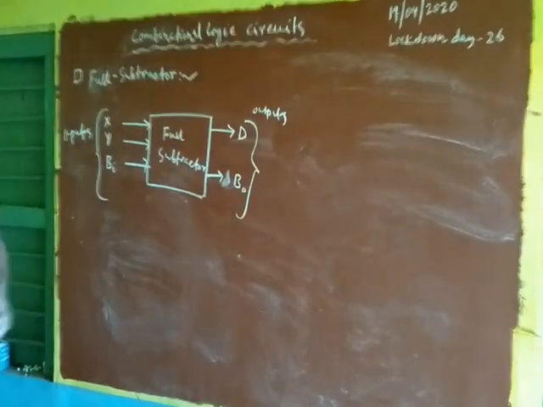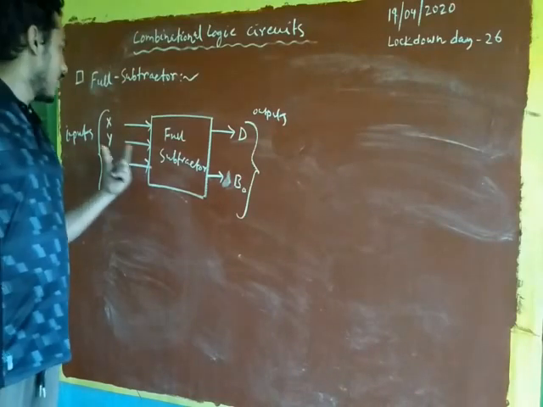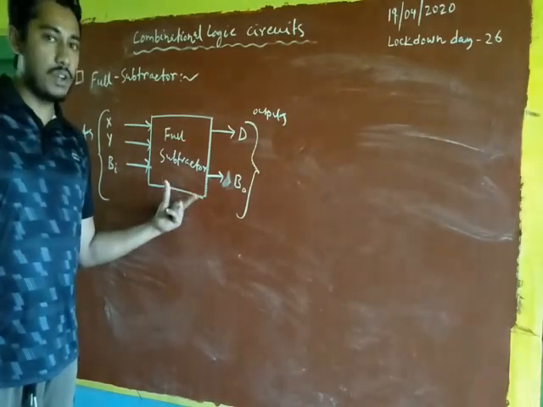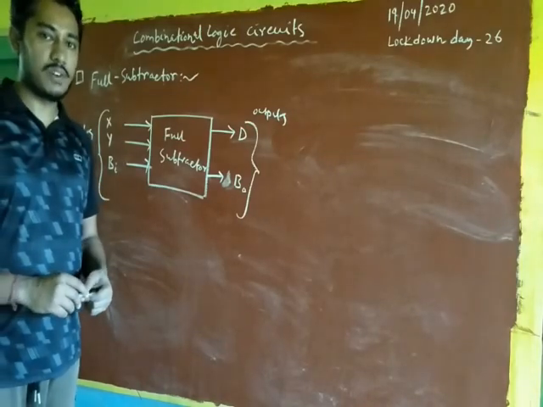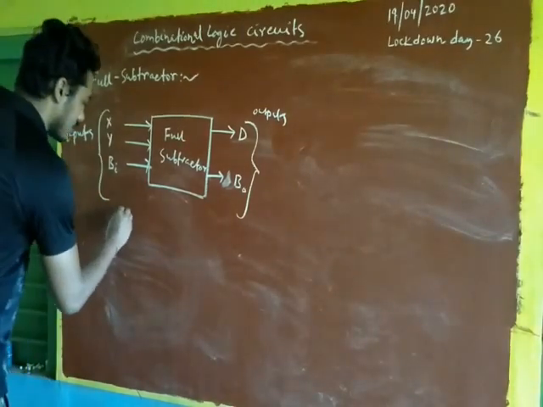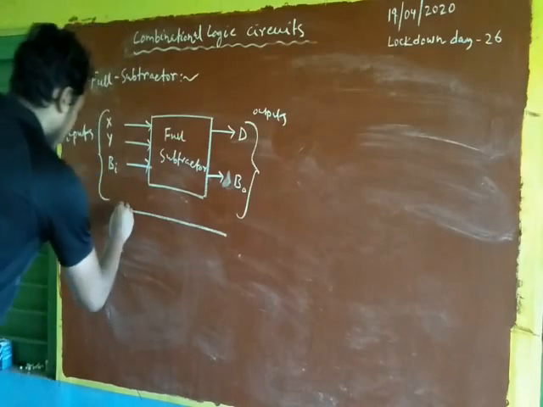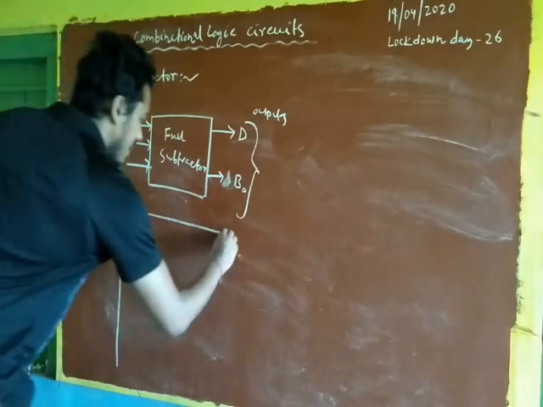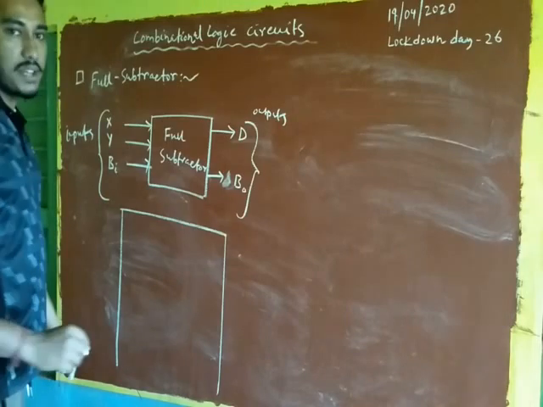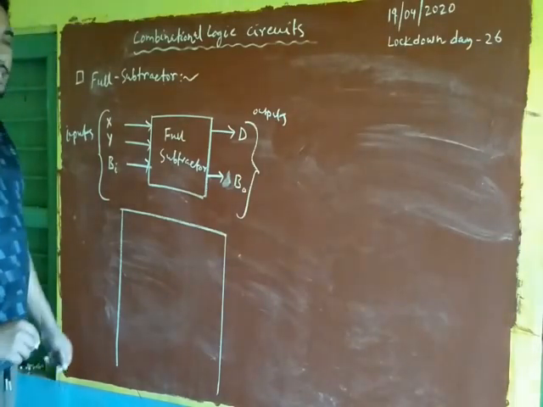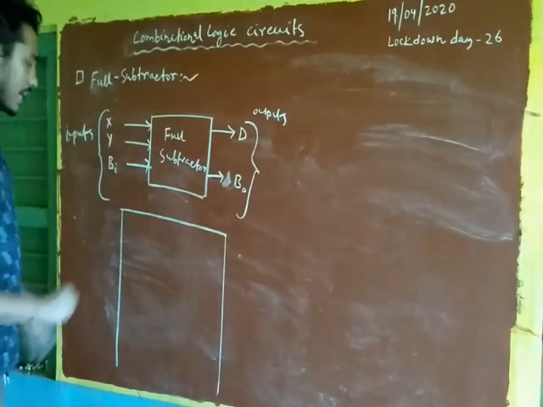Output. Okay. Now after designing the block diagram or logic symbol, we need to draw the truth table for the full subtractor. For these 3 inputs, how many combinations are possible? Obviously for 3 inputs, 2 power 3, that is 8 possible combinations for x, y, and bi.